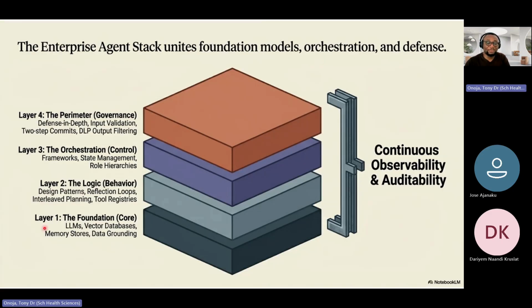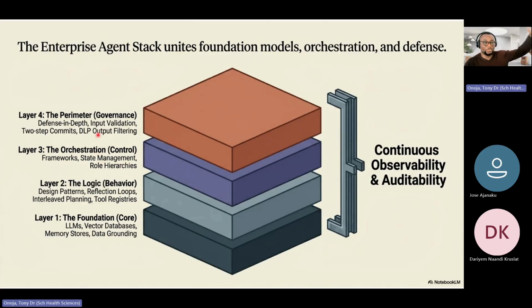We always have, at the first layer, the foundation model, which is the LLM, the vector base, the memory stores, the data grounding, the prompts and all that. They are all at this first foundation. At the second layer is where the logic begins to happen, where we look at design patterns, the reflection loops, the interleaved reasoning, the planning and the tool registry. Then at the top layer, we have the orchestration control. That's where the management stuff that I showed you earlier sits. So there we have the framework, the state management, the roles, and the hierarchy.